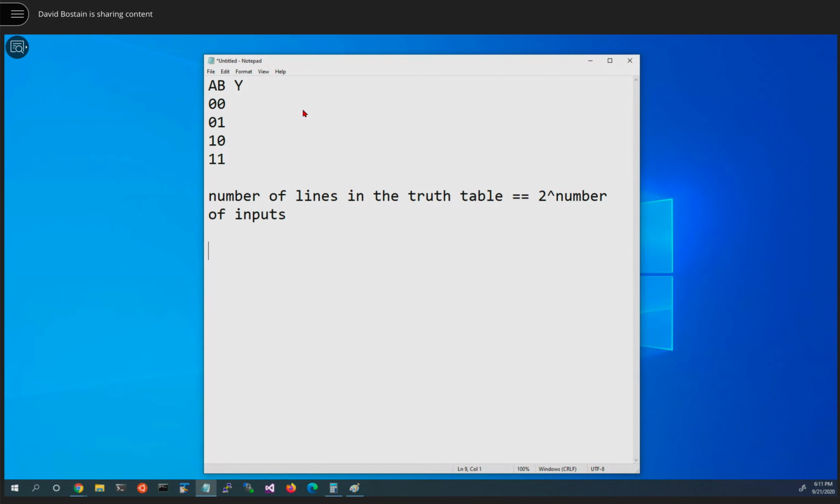So we would expect that if I had 4 inputs, there would be 2 to the 4th, 16 lines in the table. And that is true. So one of the things we can determine is that the number of lines in our truth table is going to be dictated by the number of inputs.